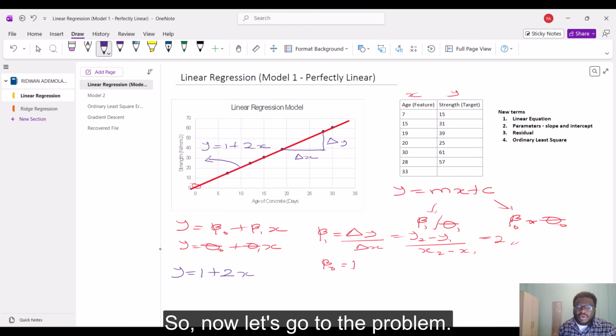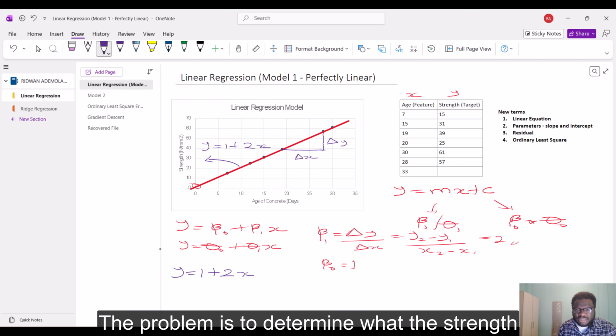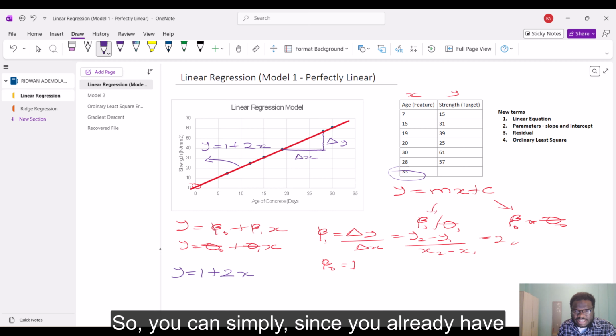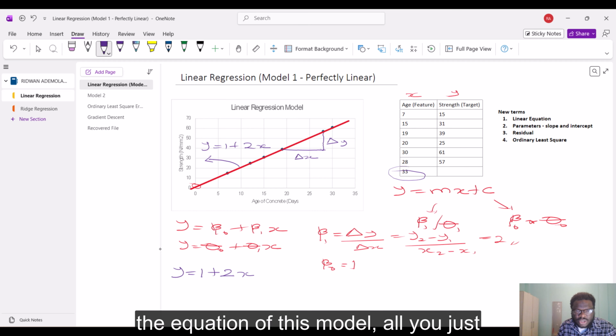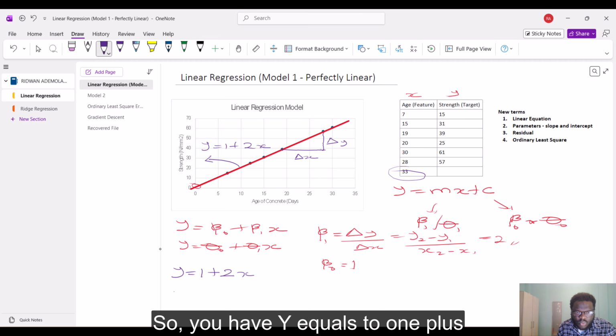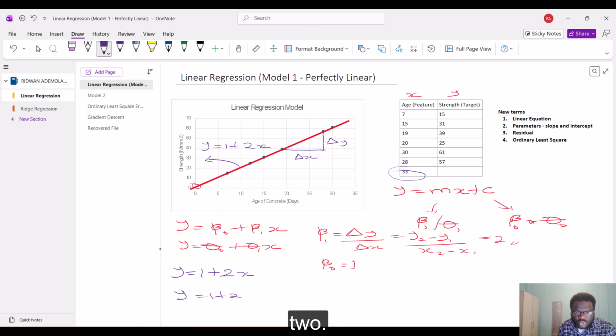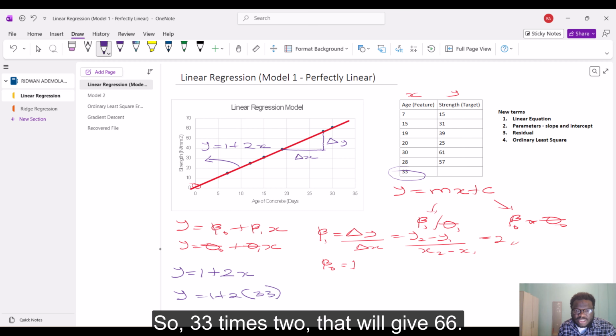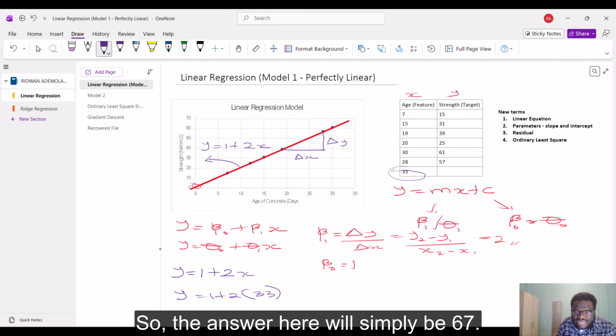So now let's go to the problem. The problem is to determine what the strength will be after 33 days. Since you already have the equation of this model, all you need to do is put in 33 in this case. So you have y equals 1 plus 2 times 33, right? So 33 times 2 will give 66. Then 66 plus 1 will give 67. So the answer here will simply be 67.